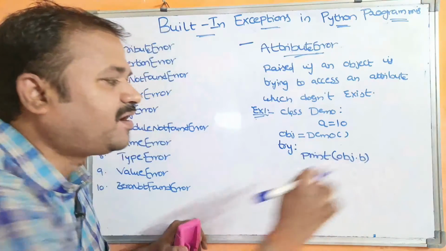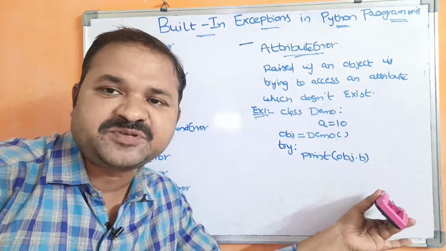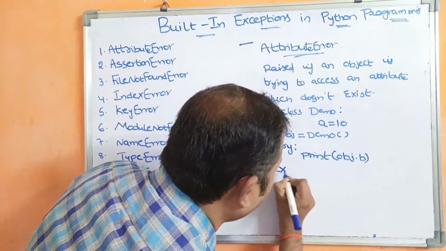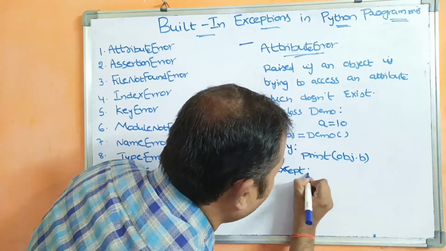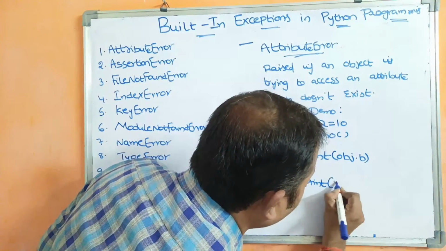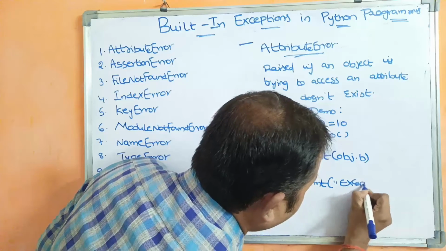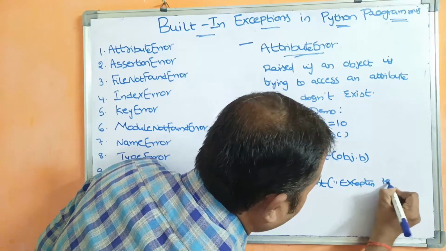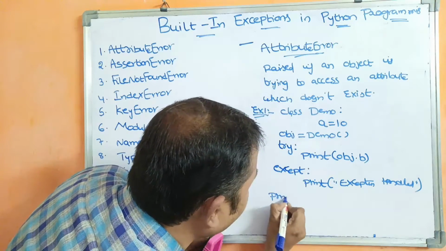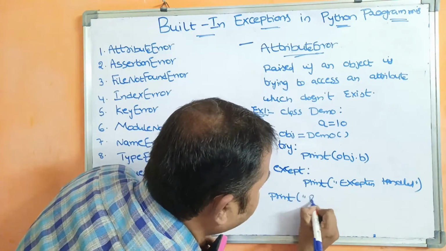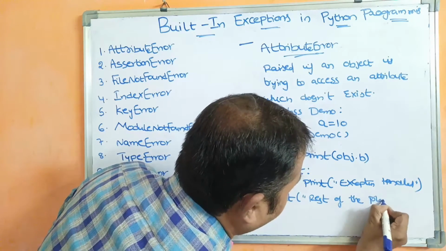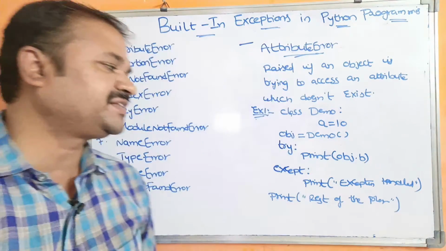Here the statement got an exception. So whenever an exception is raised, that exception will be thrown to the except block. Except colon. Here we can display some message. Except, print of exception handled. Let the last statement of the program be print of rest of the program. So now what is the output for this program?